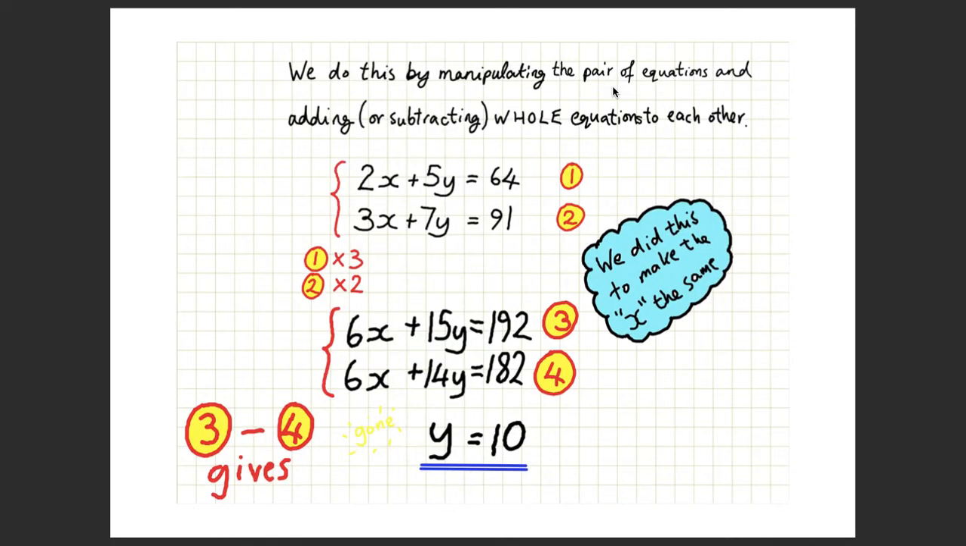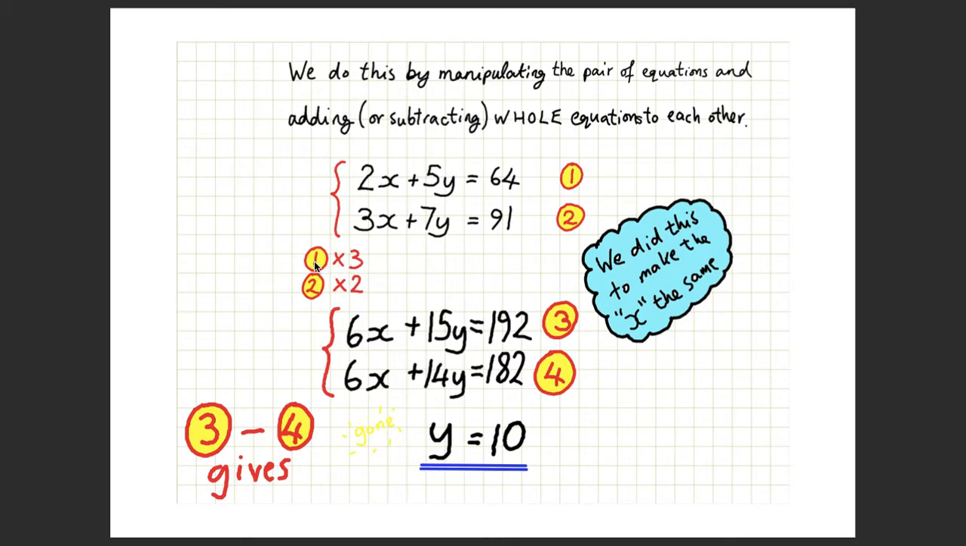Okay, so we solve this, we figure out the x and the y by manipulating the pair of equations and adding or subtracting whole equations to each other. So I started off with 2x plus 5y equals 64, and I've labelled that as equation 1. And then I had 3x plus 7y equals 91, and I've labelled that as equation 2, and I've bracketed them together to show that it's a system of equations that we're trying to solve together.